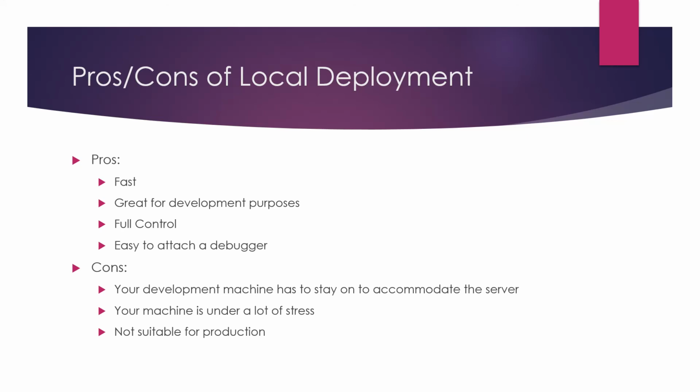And then some cons: your machine has to stay on at all times, with internet access most of the time, depending on what the application does. That puts your machine under a lot of stress, running multiple servers. Generally, this is not suitable for a production environment. Your development machine is your development machine. Your production code should not live on your development machine.